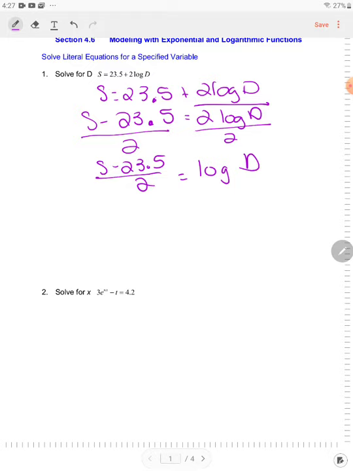So if you recall, log has a base of 10. So we'll rewrite that in exponential form. So 10 to the capital S minus 23.5 divided by 2, all that's your exponent, is equal to D. And you're done. You will not get a numerical answer, so it will be in terms of variables. Let me write that D again.